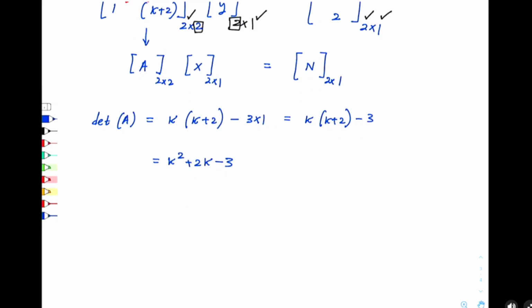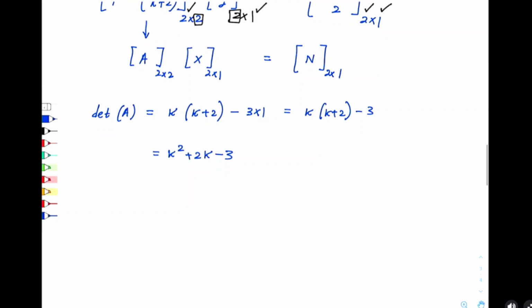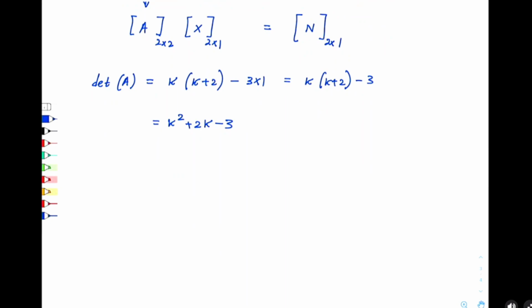See, so the same question we are doing in two different ways. End of the day, the answer should be the same, right? So the answer should be the same means end of the day there should be some significant mathematical things matching, right? So that is what we are having here. So now what we do, we will put determinant is equal to 0.